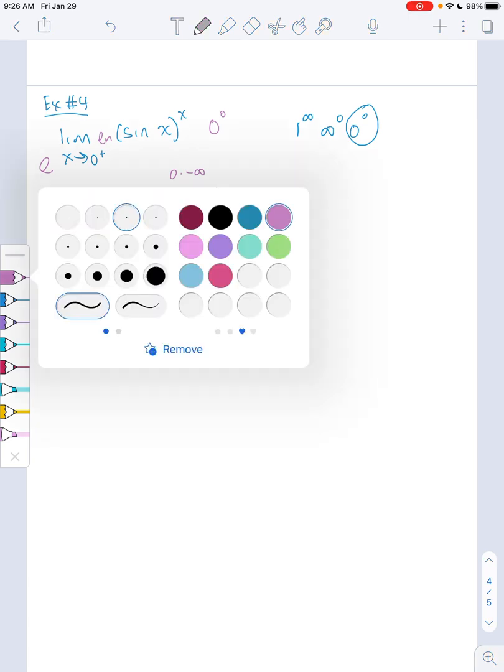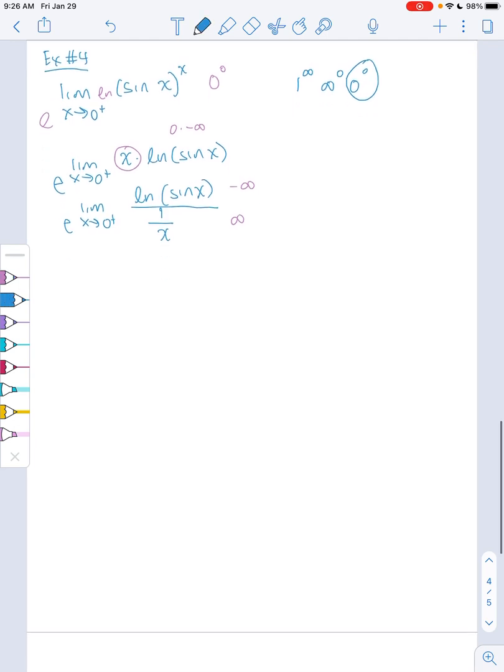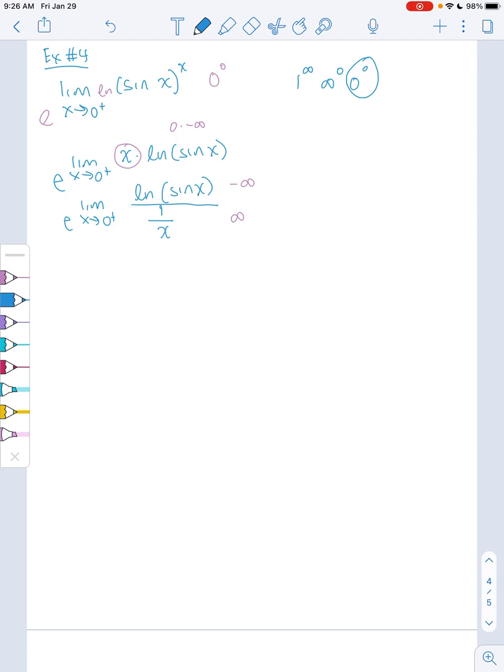So what we do is we take the x that we have here and bring it down, and the way we bring it down is by making it the reciprocal. So the limit as x approaches 0 from the right is ln of sine of x over, if I'm going to move it under, 1 over x. And let's always check as you go. Plug in 0 and we get ln of sine of x is negative infinity on top, and then at the bottom, 1 over 0 is infinity. So now we have one of our two original indeterminate forms, infinity over infinity or 0 over 0.